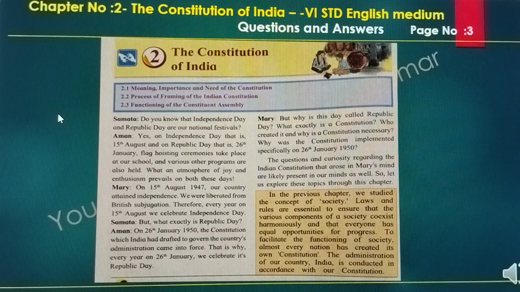What atmosphere of joy and enthusiasm prevails on both these days? Mary: On 15th August 1947, our country attained independence. We were freed from British subjugation. Therefore, every year on 15th August, we celebrate Independence Day.